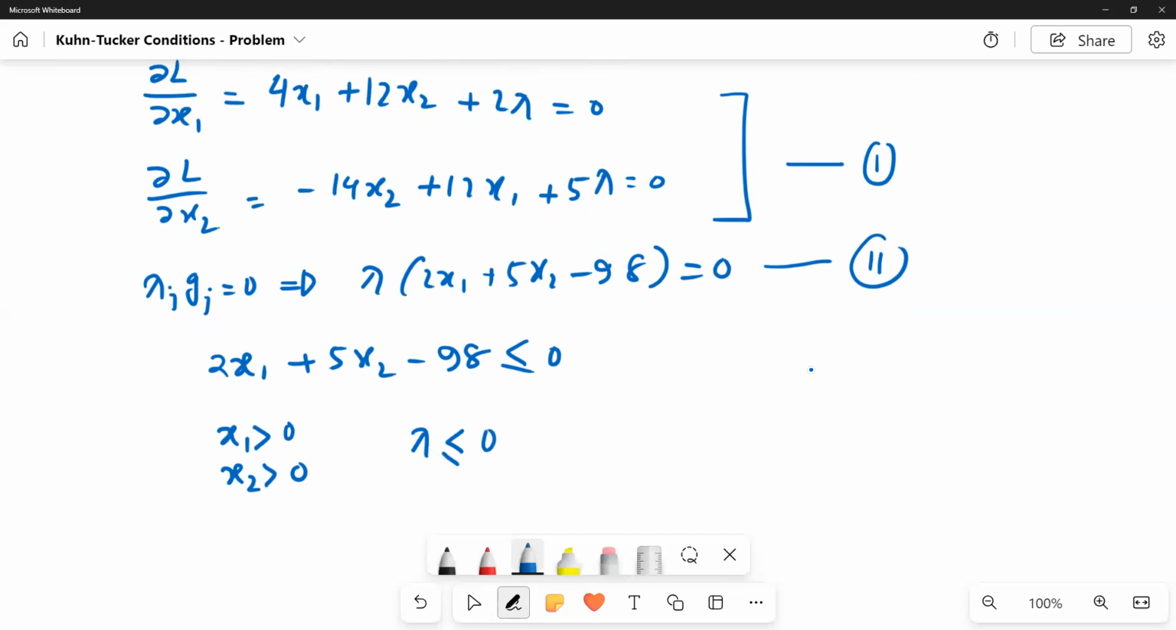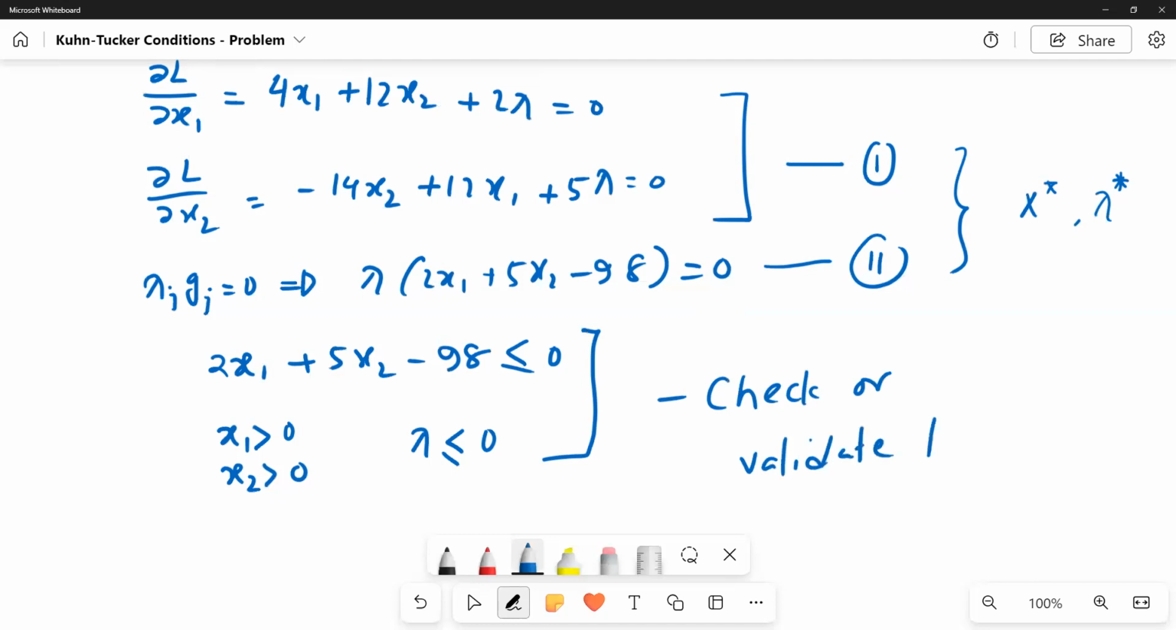Okay, so these are our conditions. The first two are to solve for the values, as we have said previously, to find x star and lambda star, and these two are to check or validate the results.